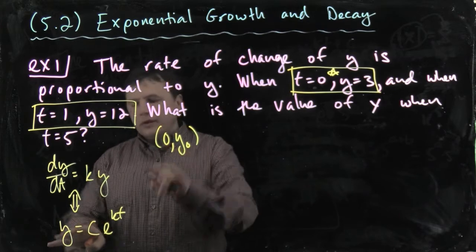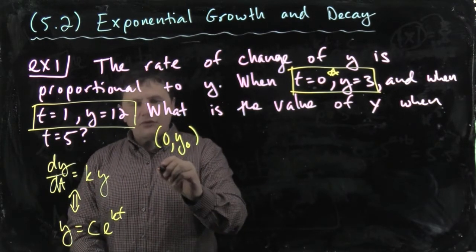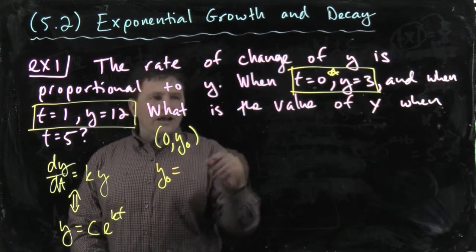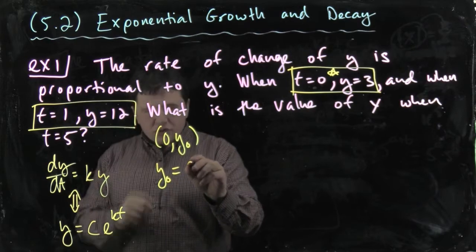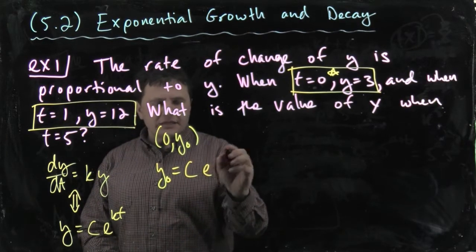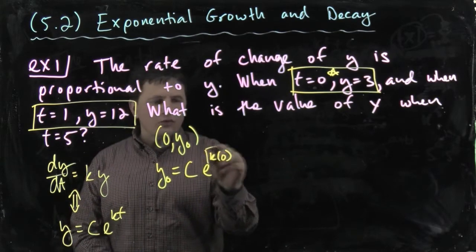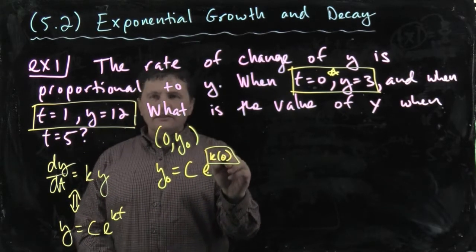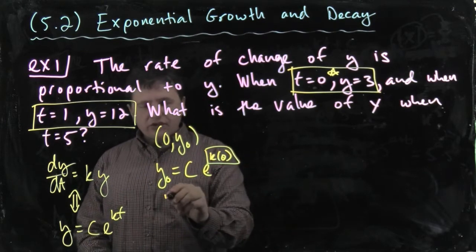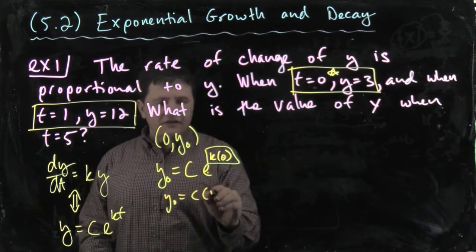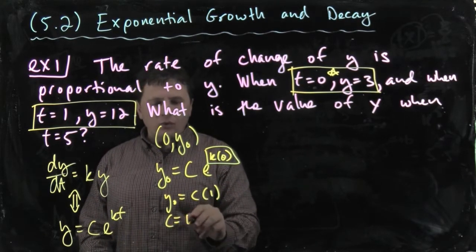So if we take this point and plug it in, in other words, we're going to plug this in for t and y sub 0 for y. Think of y sub 0 as being some value, like here it's going to be 3. This will be c e to the k times 0. Now k times 0, of course, is 0. e to the 0 power, anything to the 0 power other than 0 is 1. So we get y sub 0 is equal to c times 1. So we get c is equal to y sub 0.